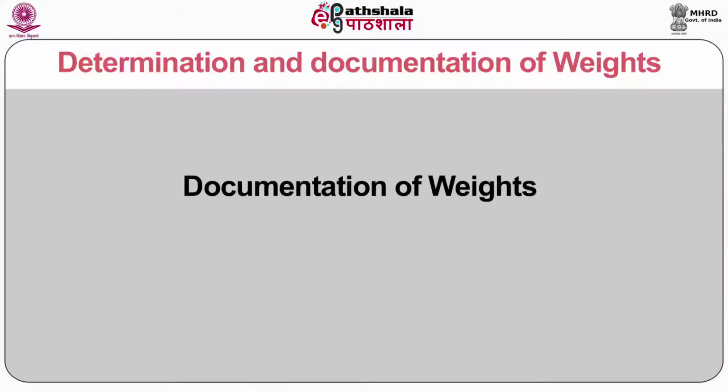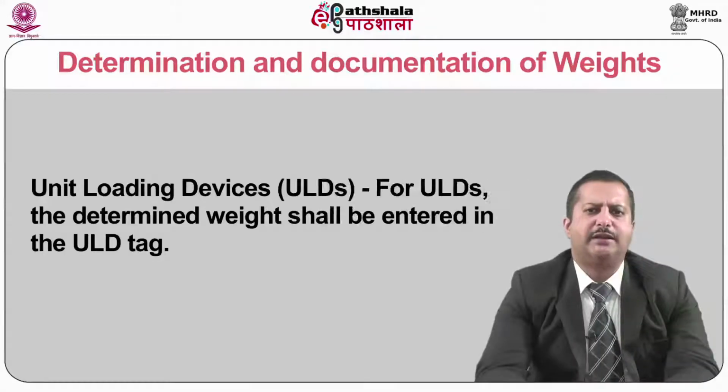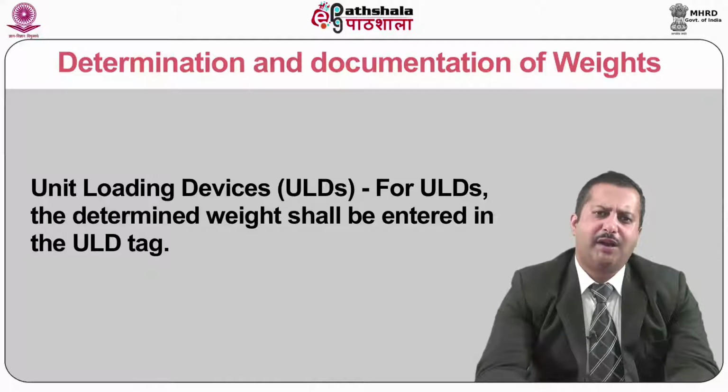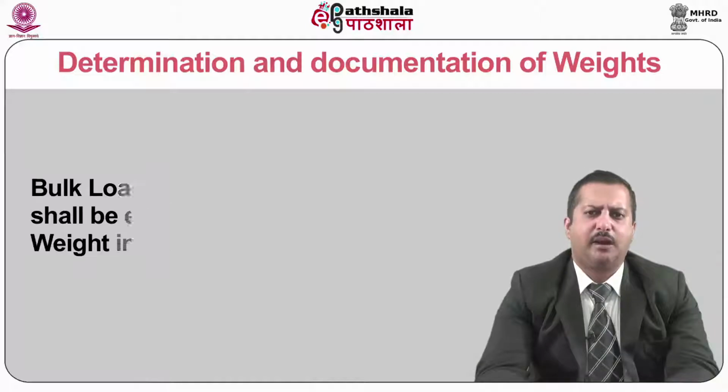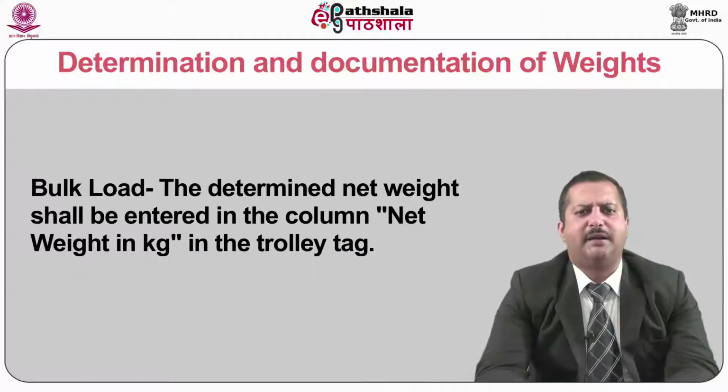Now I will explain documentation of weights. Unit loading devices, ULDs: for ULDs, the determined weight shall be entered in the ULD tag. Bulk load: the determined net weight shall be entered in the column net weight in kg in the trolley tag.